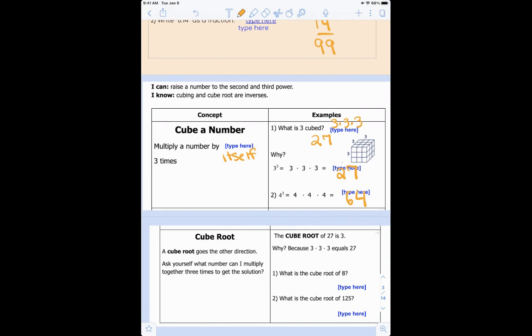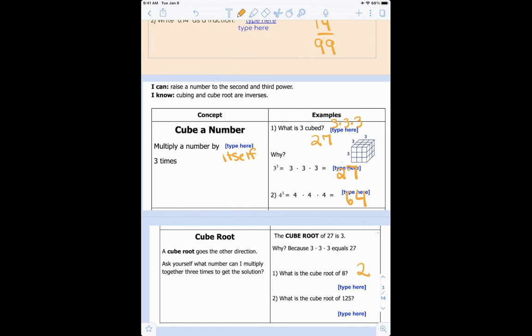So the question is, what is the cube root of 8? So the easiest thing to do is to start with 1 times 1 times 1, which doesn't work. 2 times 2 times 2, that works. So the cube root of 8 is 2, because 2 cubed equals 8.